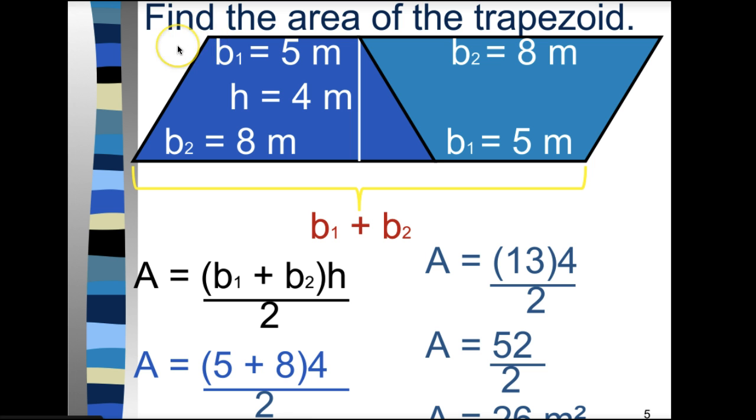So finding the area of this trapezoid, with base 1 and base 2 and the height, we have 8 and 5, which is 13, times 4, because 4 is the height of it, and then we divide by 2. Our final answer down here below, that you can't see, is 26 meters squared. We get 26 meters squared because we follow the order of operations: base 1 plus base 2, all times 4, divided by 2.